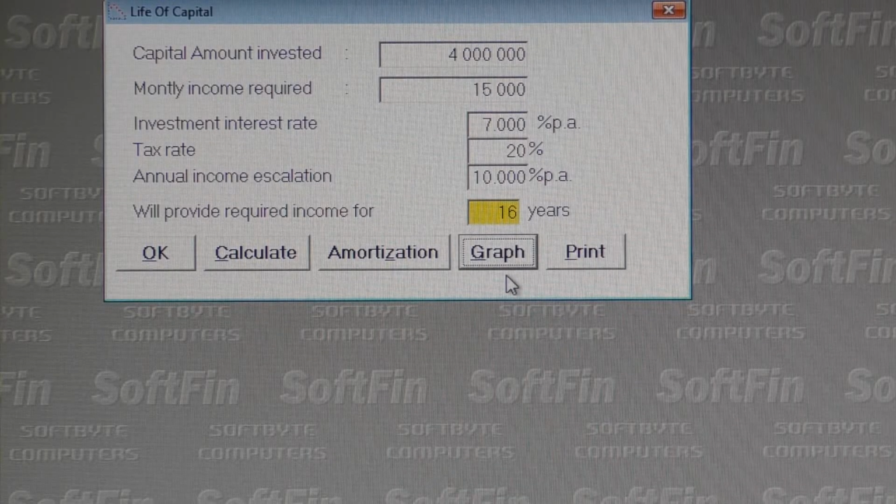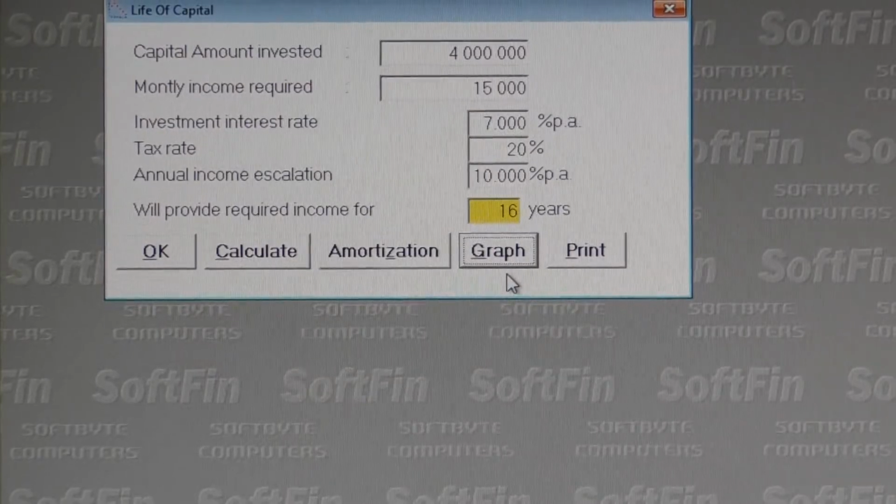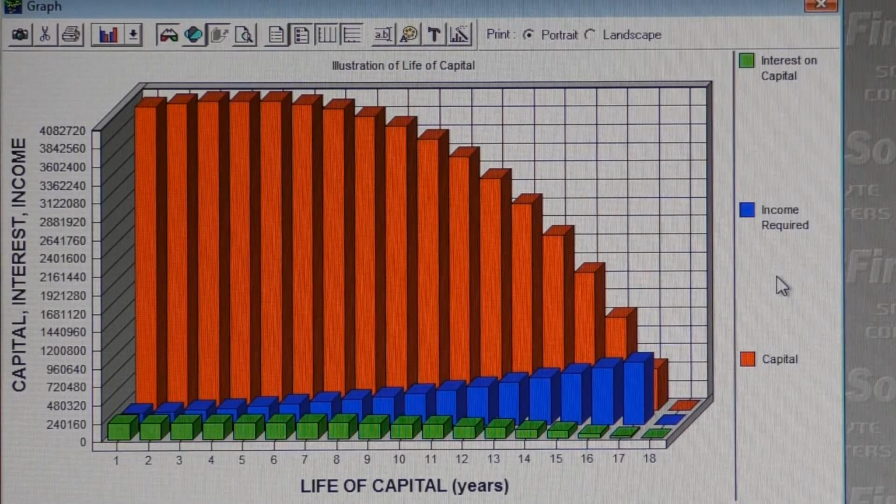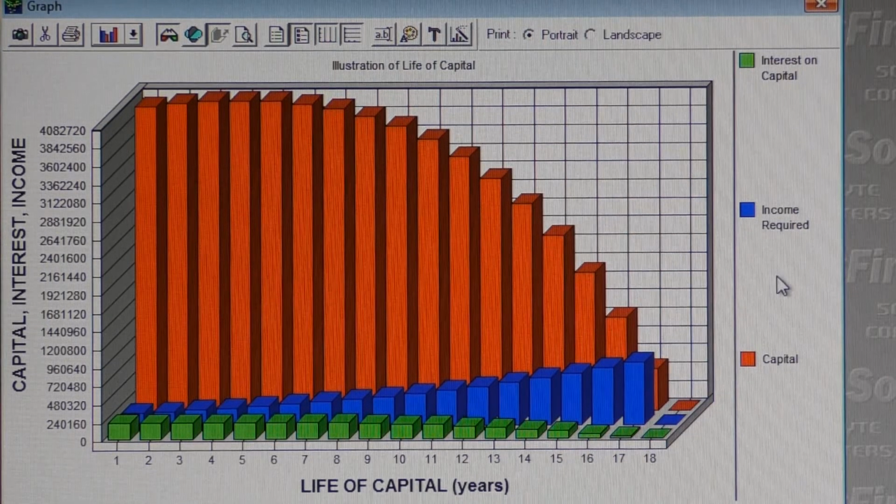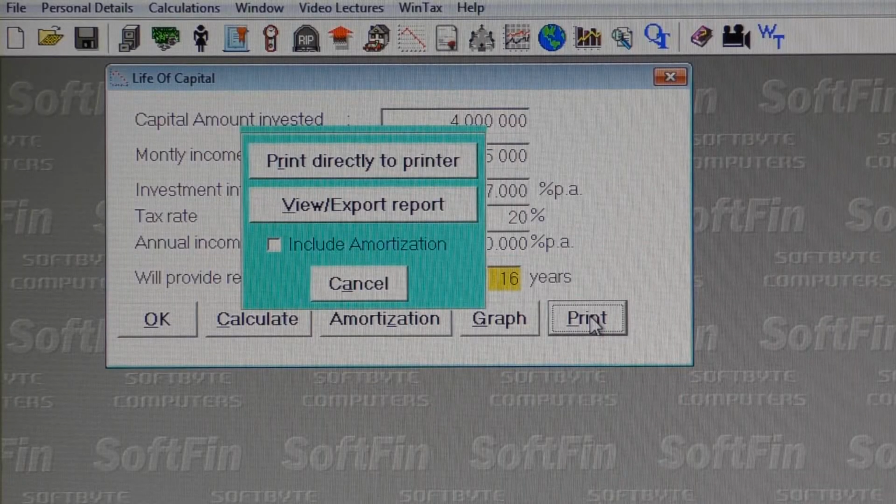Clicking on the graph button, we get a 3D color graph which can be rotated, printed, and you can change the style of the graph. All calculators may be printed directly to the printer or exported to a disk file that may be edited and or saved as an email attachment.